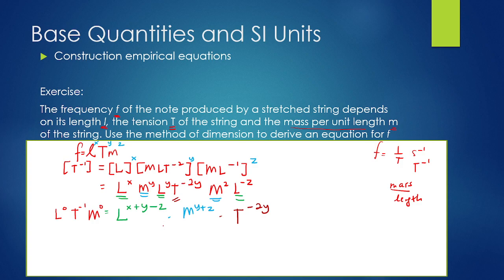Okay, so we're going to play with the indices. So for L, 0 equals to x plus y minus z. For T, you have negative 1 equals to negative 2y. For M, you have 0 equals to y plus z. Okay.